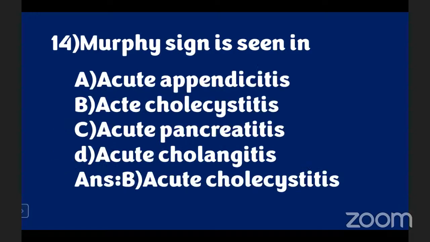Next one is Murphy's sign is seen in option A, acute appendicitis. Option B, acute cholecystitis. Option C, acute pancreatitis. Option D, acute cholangitis. The answer is option B, acute cholecystitis, in which Murphy sign is seen.